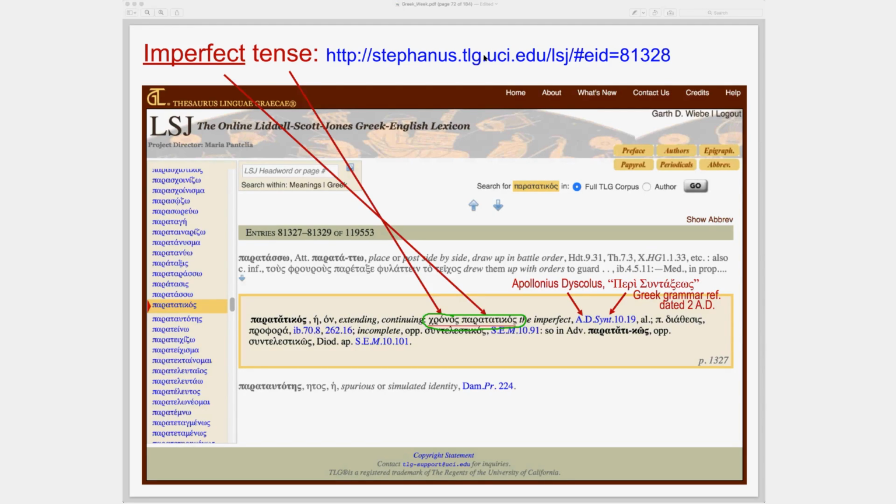Apollonius Discolas, that's the abbreviation right here. Perisyntaxios, recognize the word syntaxios. Okay, so this is a Greek grammar reference dated 2 AD. We're going by the original definitions. Peri is around or concerning, and syntaxios is grammar, concerning grammar. Okay.